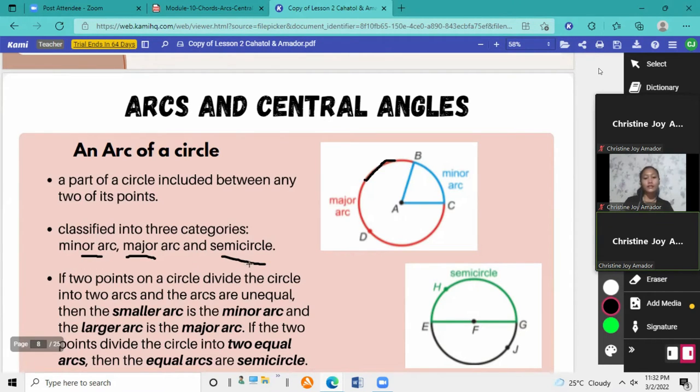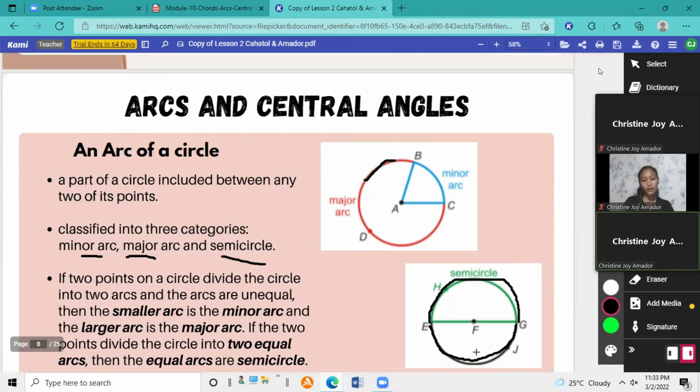So we can say that an arc is a semicircle if it divides the circle into two equal parts. For example, here. If this is our arc, and this is also another arc. As you can see, we divide the circle into two, diba? We have it one and two. And arc EHG is equal to the measurement of arc GJE, because the circle is divided into two equal parts, or into two equal arcs.